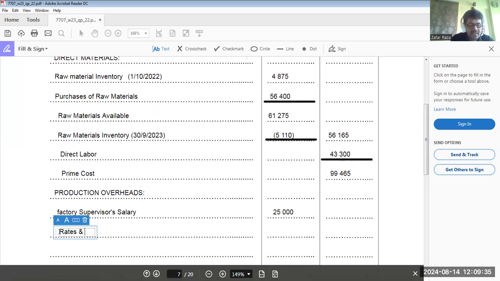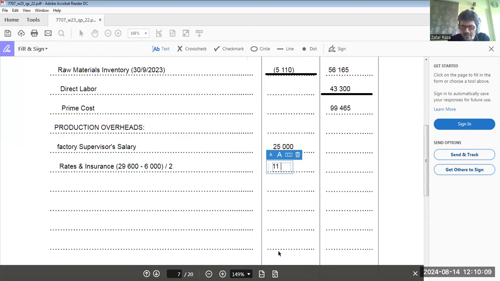Rates and insurance, and I'm writing it, that what the amount was actually: $29,600 minus 6,000, divided by 2, and we get here 11,800. Okay. Now, after rates and insurance, what else?